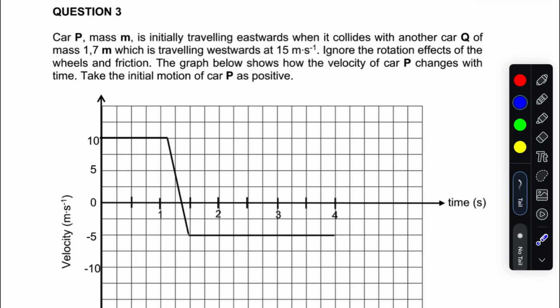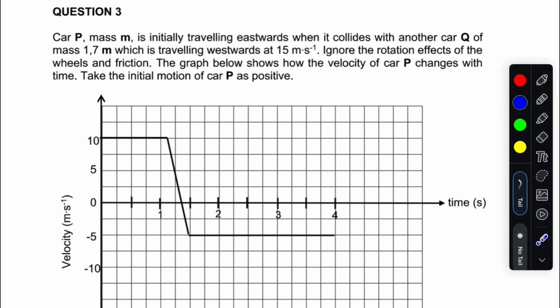Today we're going to look at the graph of momentum of two colliding objects. Let's cut to the chase. It says car P with the mass M is initially traveling eastwards when it collides with another car Q of mass 1.7 m, which is traveling westwards at 15 meters per second. Ignore the rotation effect of the wheels and friction. The graph below shows how the velocity of car P changes with time. Take initial motion of car P as positive.